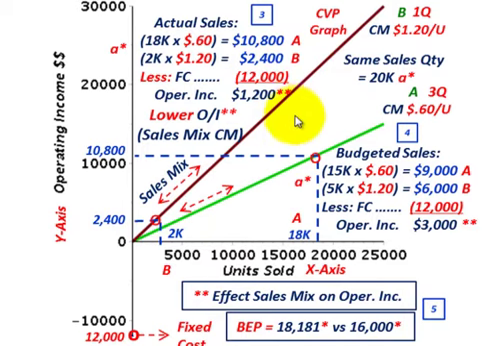Okay, so you understand what's going on here, and just looking at it in terms of this cost-volume-profit graph, you get a little better idea based on the contribution margin on a per unit basis for each of those different products. Okay, so that'll summarize our topic.